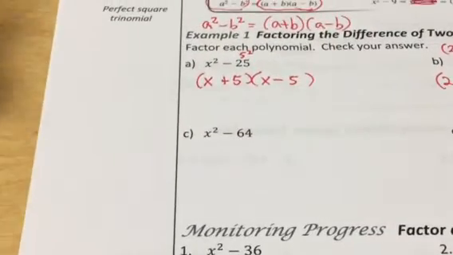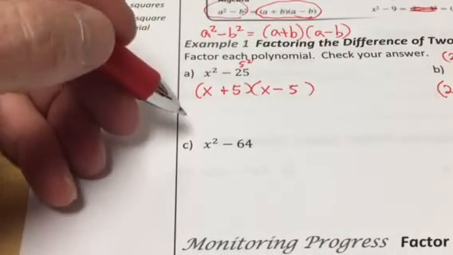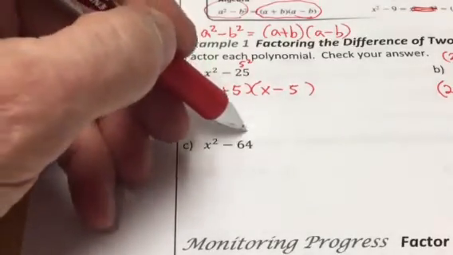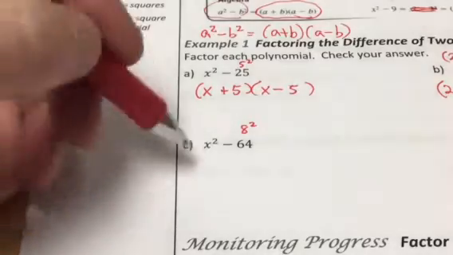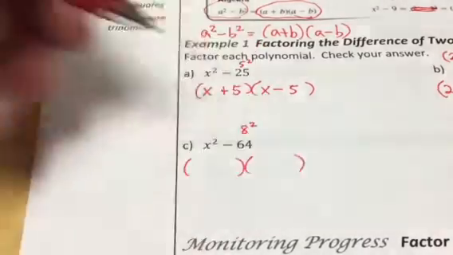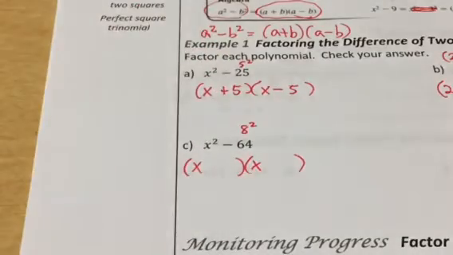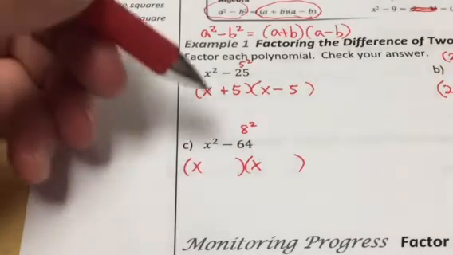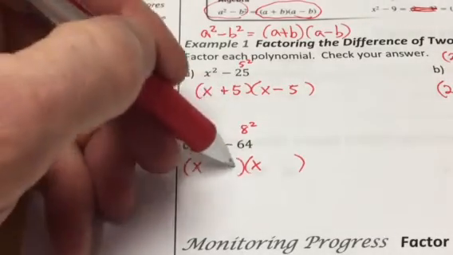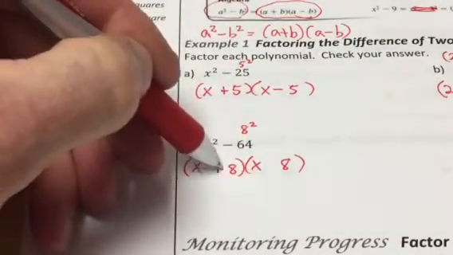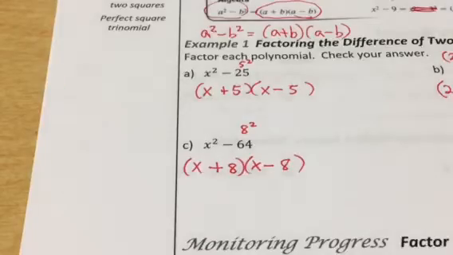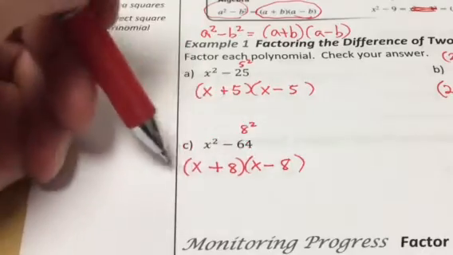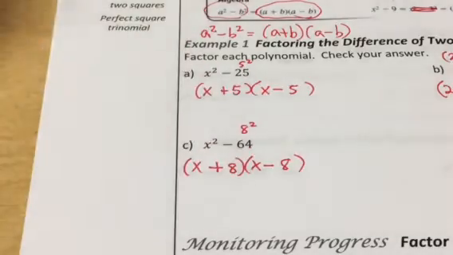Over here we have x squared minus 64. x is being squared, it's playing the part of a. 8 is being squared, it's playing the part of b. So we could write x and x as the leading term of each binomial. And then we can do 8 and 8, one of which is plus and one of which is minus, to complete our factors. So we started with a difference of squares, and we end up with a product of conjugates.